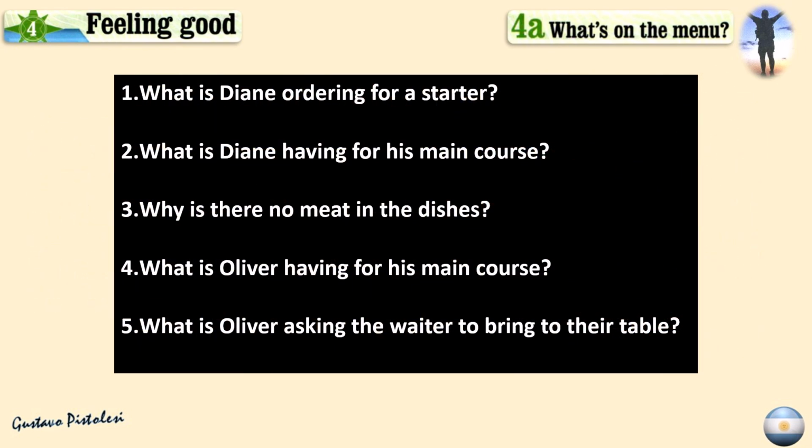1. What is Diane ordering for a starter? 2. What is Diane having for his main course? 3. Why is there no meat in the dishes? 4. What is Oliver having for his main course? 5. What is Oliver asking the waiter to bring to their table?